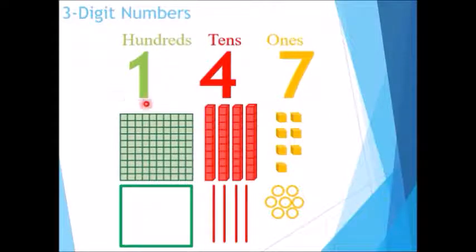This is the number 147. It has 1 hundred, one flat, one square, 4 tens, 4 longs, or 4 straight lines, 7 ones, 7 blocks, or 7 small circles.